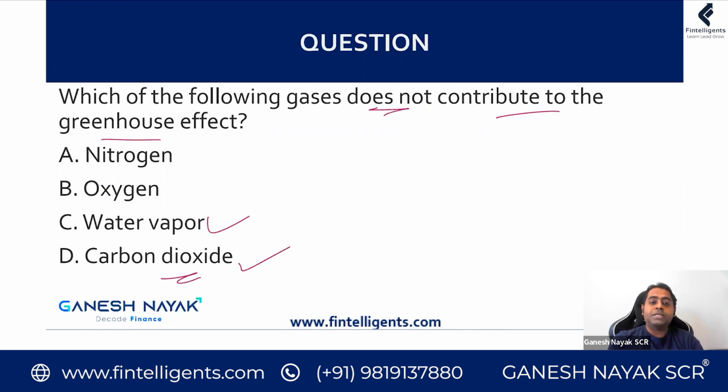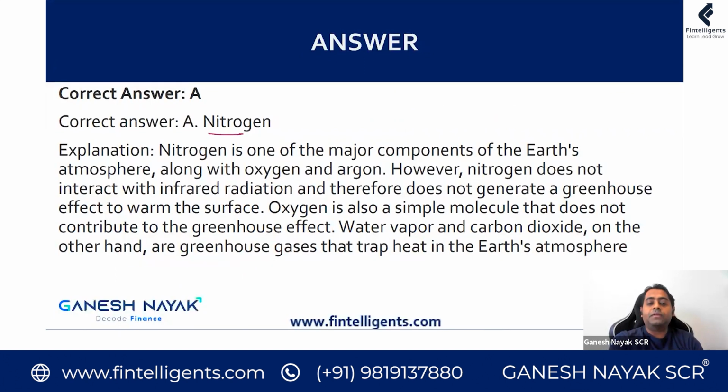Now, if you look at the options, see this, oxygen and nitrogen. Nitrogen is one of the major components of the atmosphere. When we talk about oxygen and nitrogen, both of them are major components. But nitrogen is not a very strong, or it does not have that ability to absorb infrared radiation. Why have we not selected oxygen? Because oxygen is a simple molecule which does not contribute, but when it gets combined with something else, it can convert into water vapor or carbon dioxide, which can lead to a greenhouse effect.